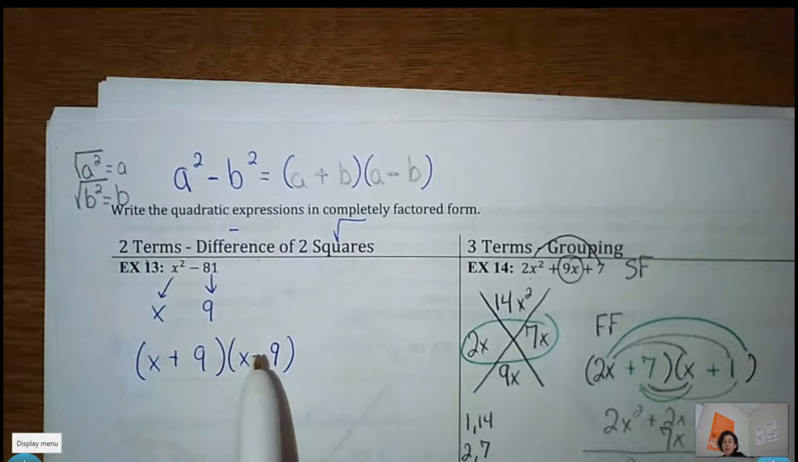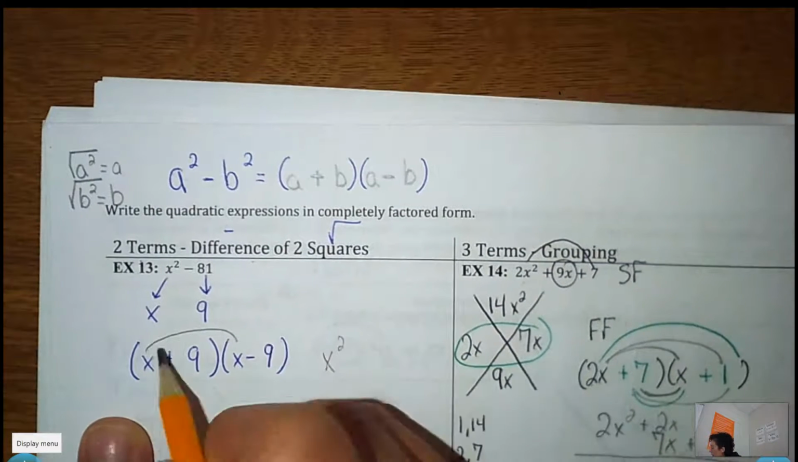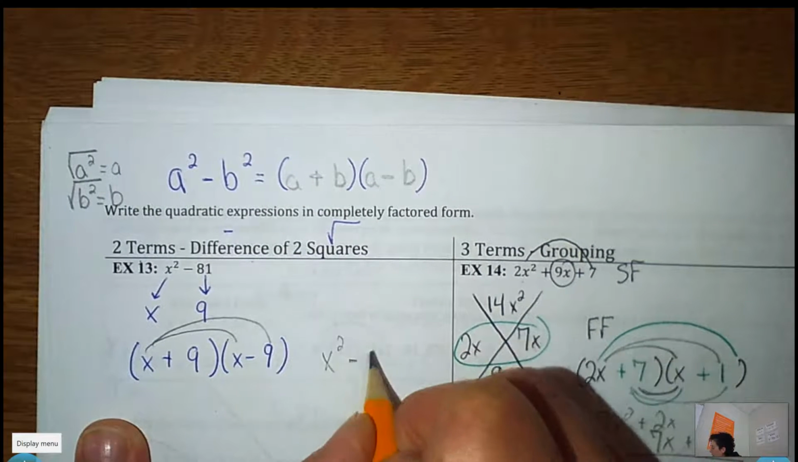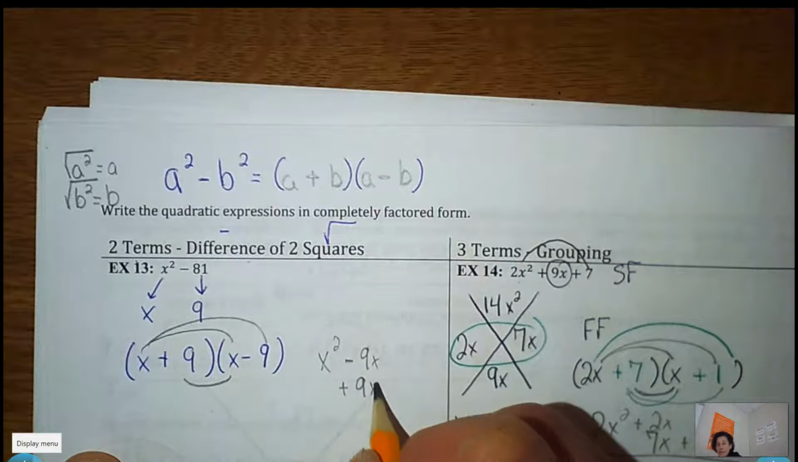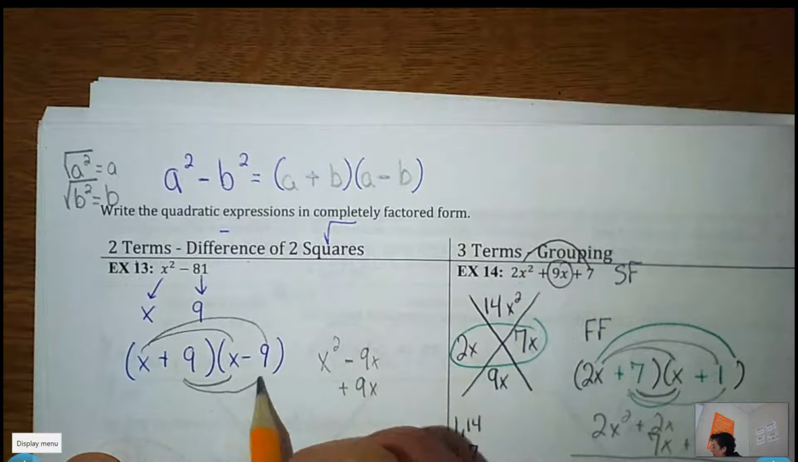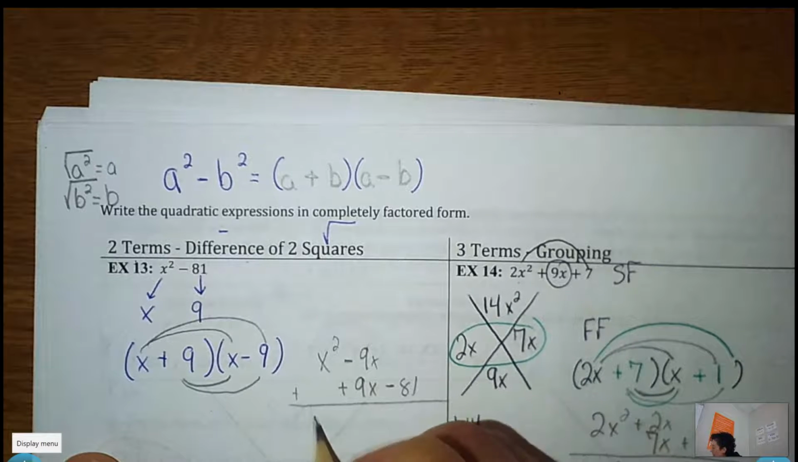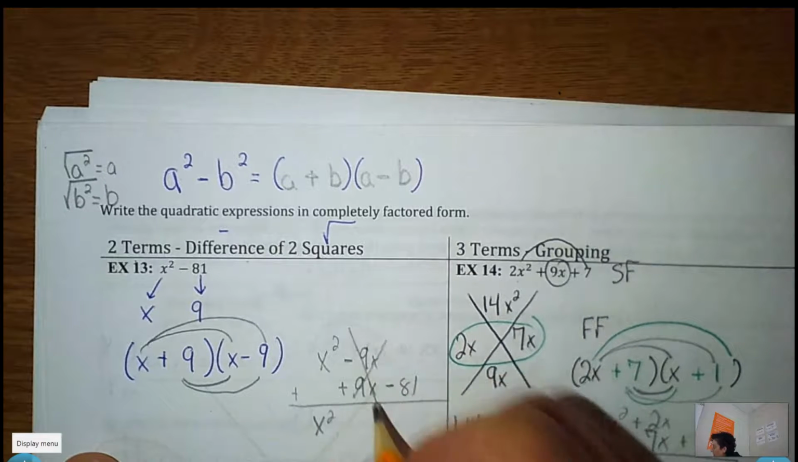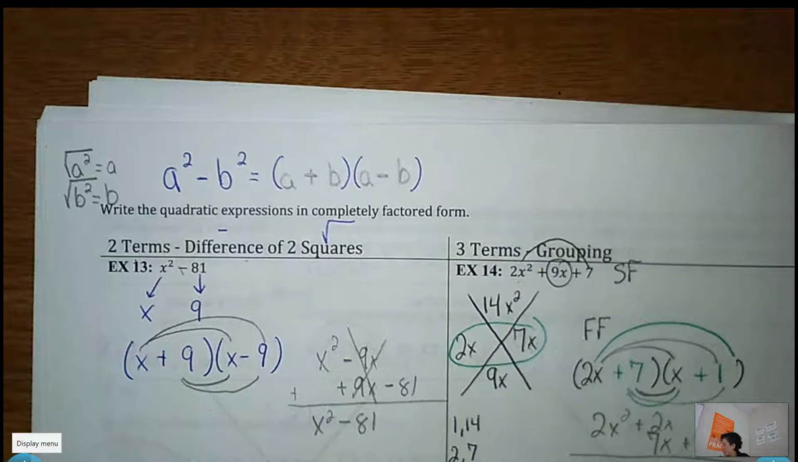If this neighbor were to meet this neighbor, you would get x squared. So let's just walk through that. There's x squared. There's a minus 9x. And now 9's going to go meet everyone, which I'll stack with its like term. And then when these neighbors meet, you get minus 81. And so when you combine these, those will cancel out, so you just have the minus 81. And that's our difference of squares.